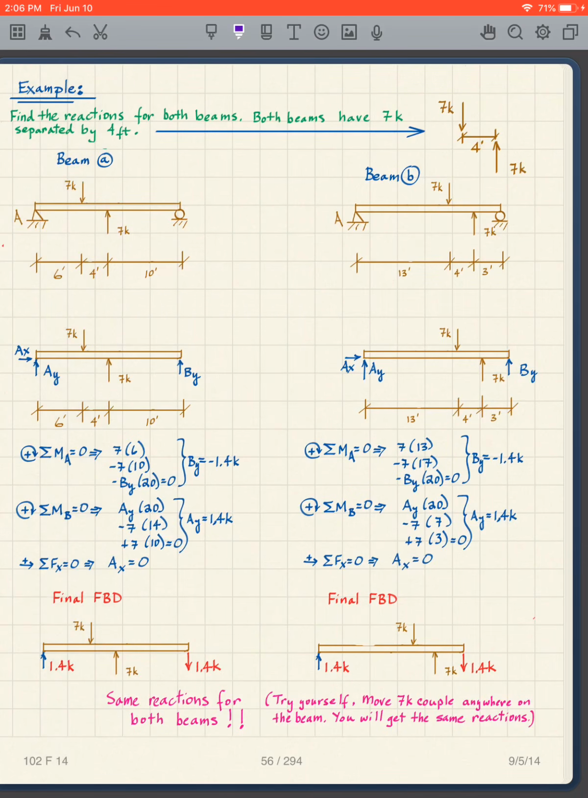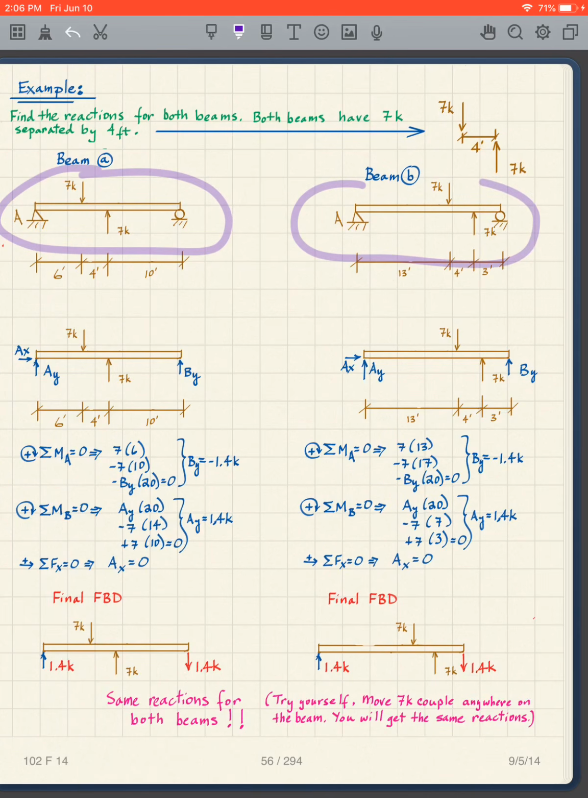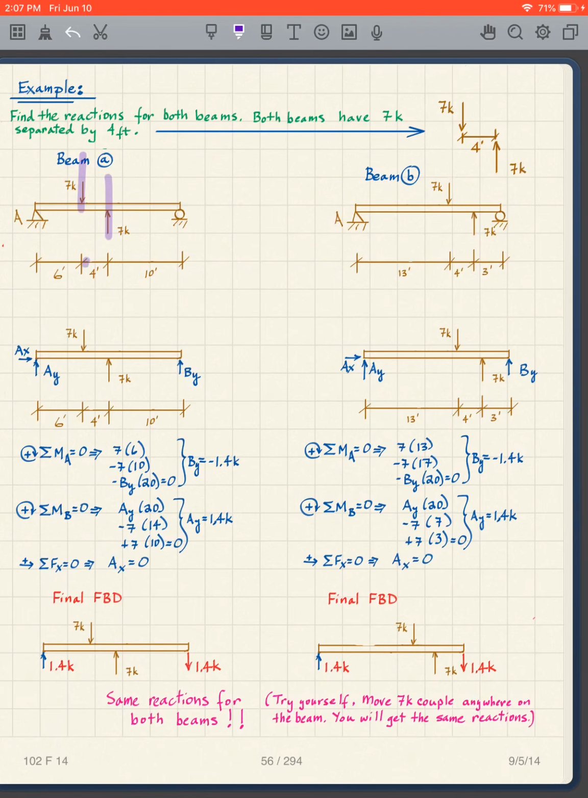Okay, I want to add another situation. In this particular case, we're going to look at a beam A and beam B. And this is beam A, and this is beam B. If we look at these two beams, what we're going to see is that they both have a 7 kip load going down and a 7 kip load going up. And in both cases, these two 7 kip loads are separated by 4 feet.